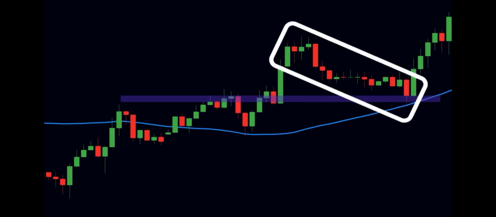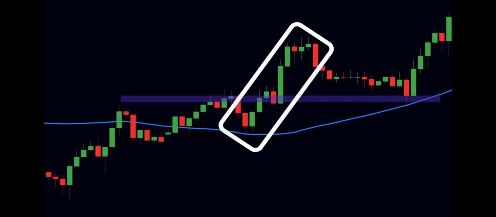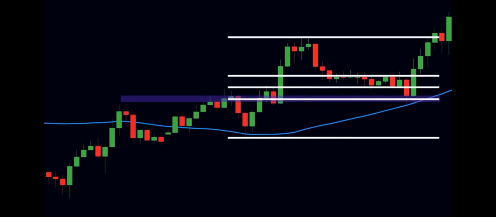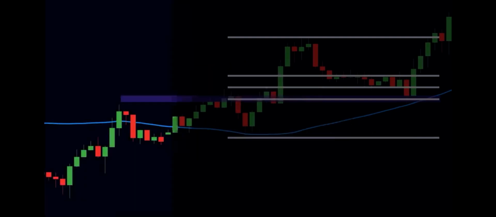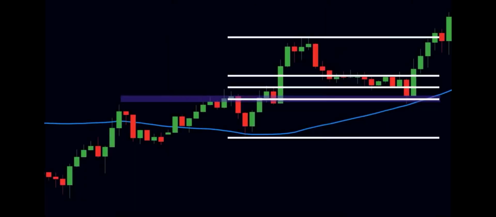When the price starts to retrace here, we identify this up move and we plot the Fibonacci retracement tool over it. We can see that the 61.8% level coincides with the support level, as well as the 50-period moving average. So, we have triple confirmation on this setup. The retracement level, moving average and the support level all coincide around the same price area. This indicates that there is a high probability that the price will reverse upwards upon reaching this area.